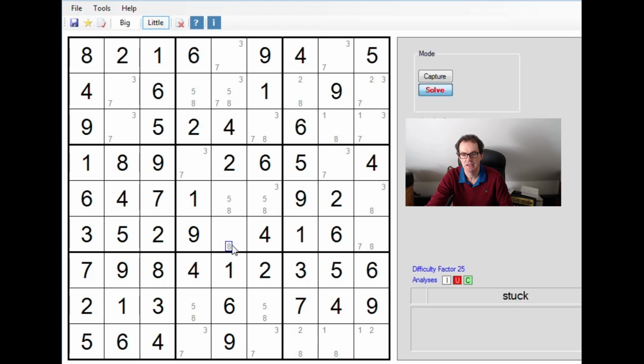Once this is an 8, this is a 7, this is a 5, this is a 3, this is an 8, etc., etc., and the whole puzzle collapses. So I wanted to run through this because I think it's a very good example of this.